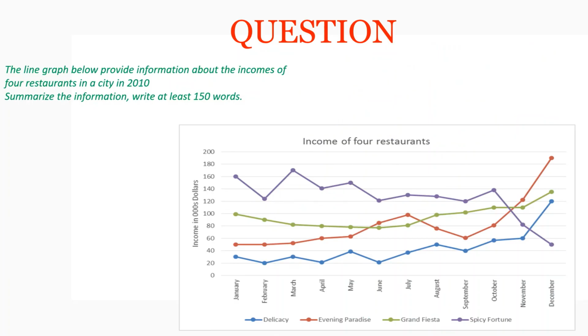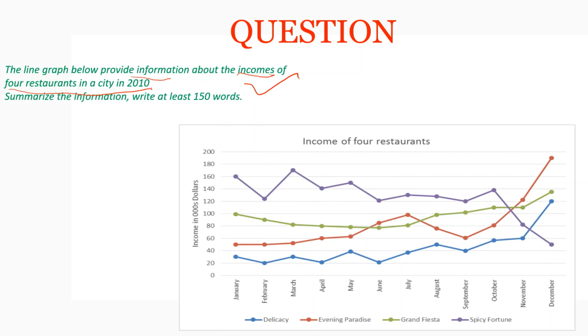So the questions may look like this. You will be given a question prompt which will say the line graph below, and then there will be something that comparison. Like the line graph below provides information about the income of 4 restaurants in a city. So they are giving what the chart is about and what year it is.